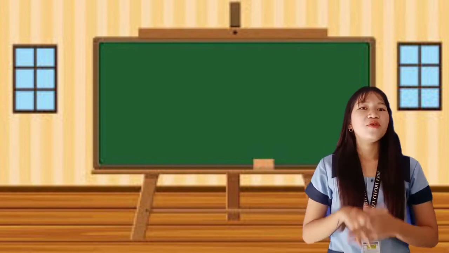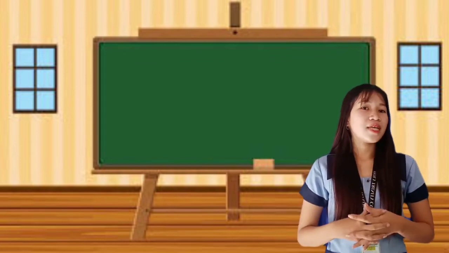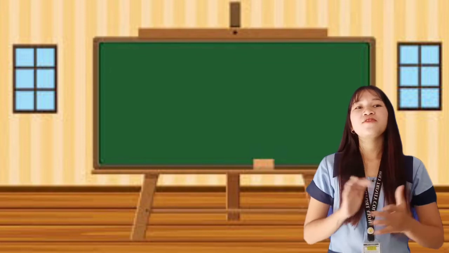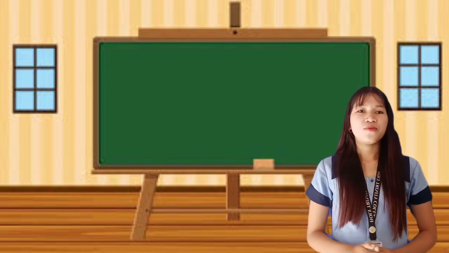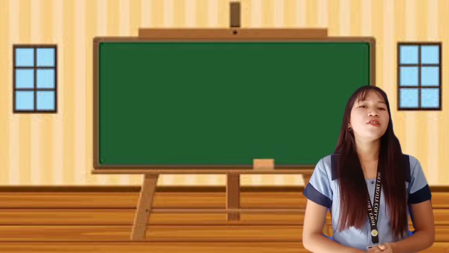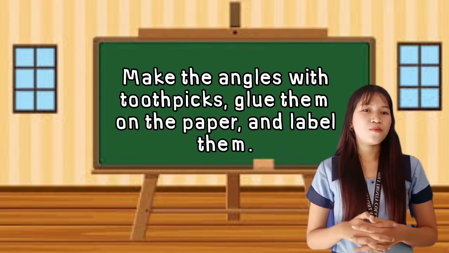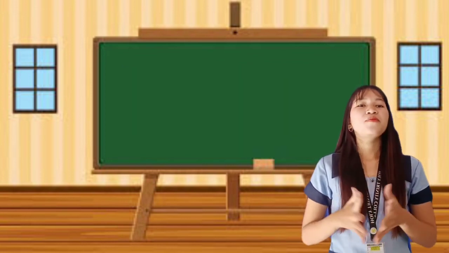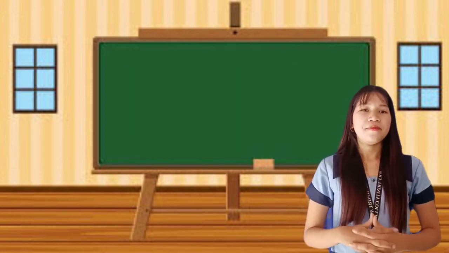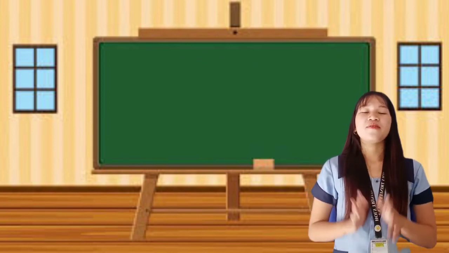Class, a while ago we discussed the types of angles. You must go outside and be able to describe and illustrate the angles in structures you see outside the classroom. And for our evaluation, I have toothpicks here and make the angles with toothpicks. Glue them on the paper and label them. I will give you 20 minutes to build the activity. 20 minutes is done. Pass all your papers in front.